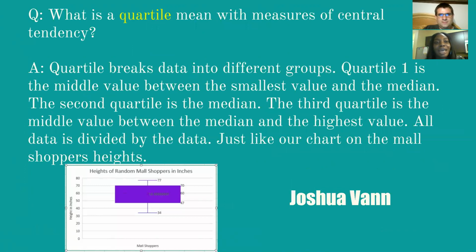Okay, Josh, what is a quartile in the measures of central tendency? A quartile breaks data into different groups. The first quartile is the middle value between the smallest value and the median. The second quartile is the median. The third quartile is the middle value between the median and the highest value. All data is divided, just like our chart on the mall shoppers' heights.